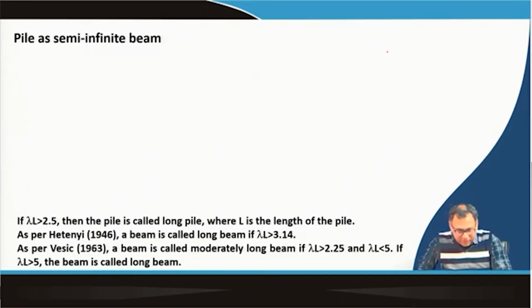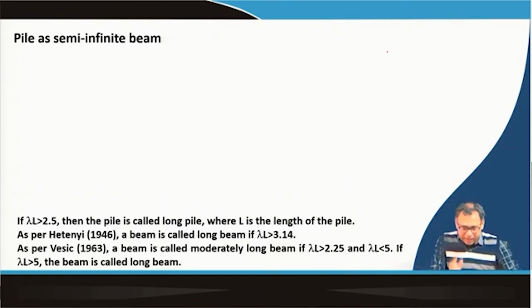As per Hetenyi, because it is Hetenyi's beam concept we are using, if lambda L value is greater than 3.14, then you can go for the pile as a semi infinite beam. If the lambda L value is less than 3.14, then you can go for the pile as a finite beam.